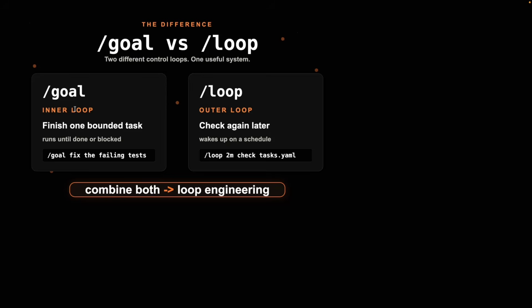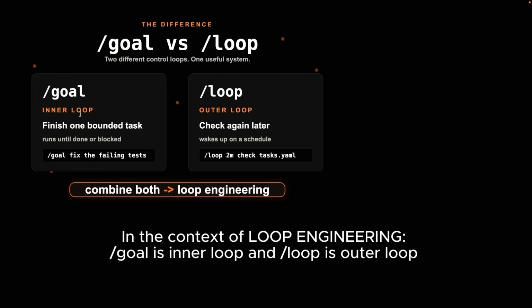So goal can be considered as an inner loop, right? It runs until done or blocked. If you say slash goal fix the failing test, the goal command will keep running until the tests are passing.